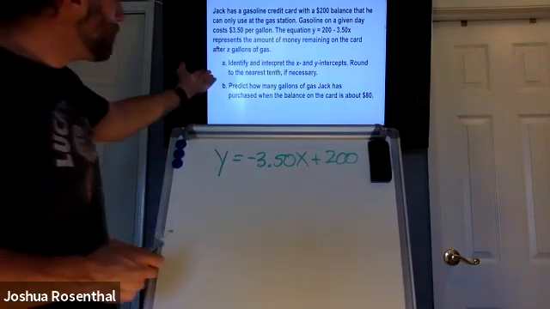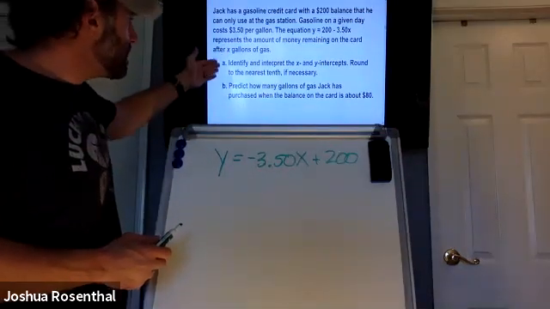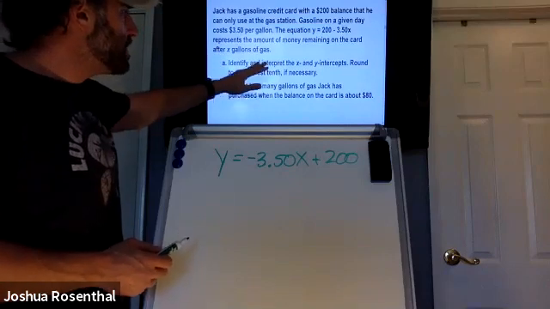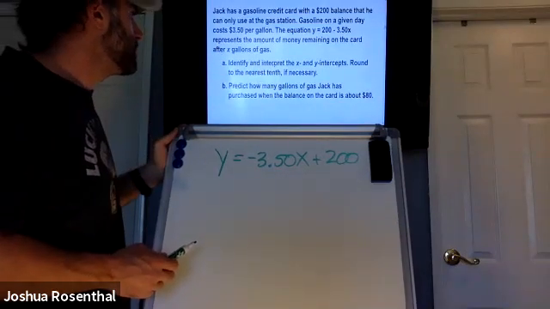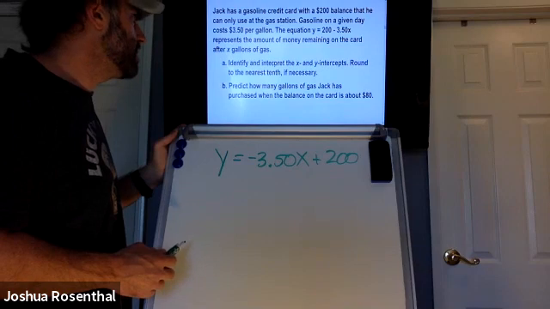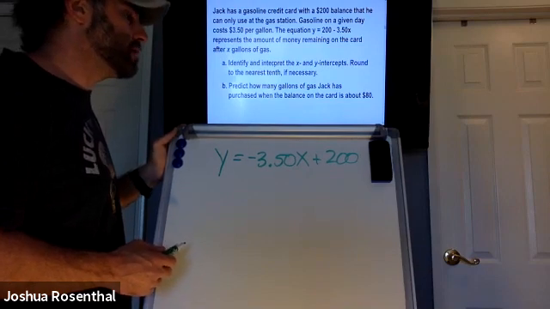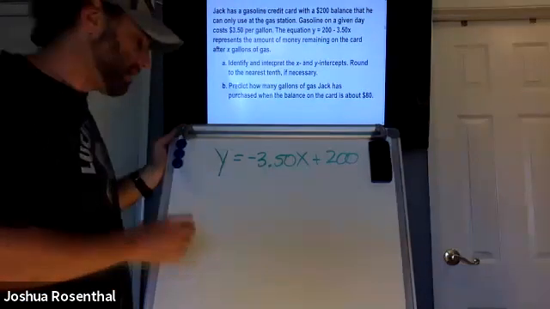So then the problem that you'll be faced with on the test is these A and B here. Identify and interpret the X and Y intercepts. Round to the nearest tenth if necessary. So I need to find the X intercept and the Y intercept. How did we do that?